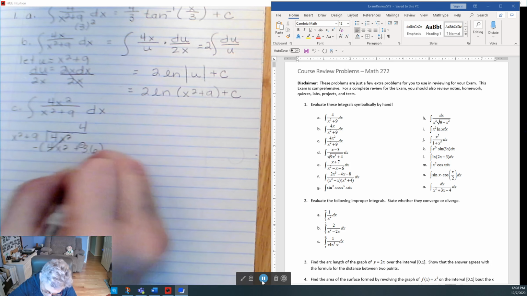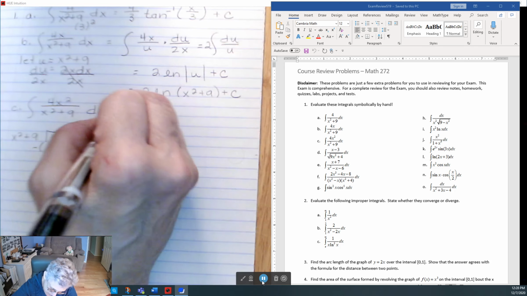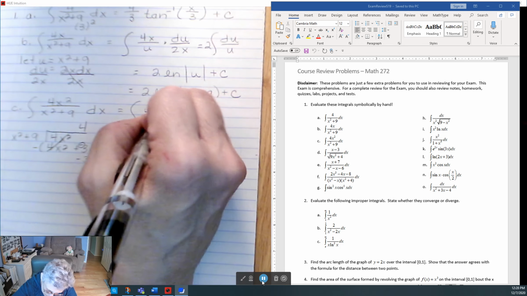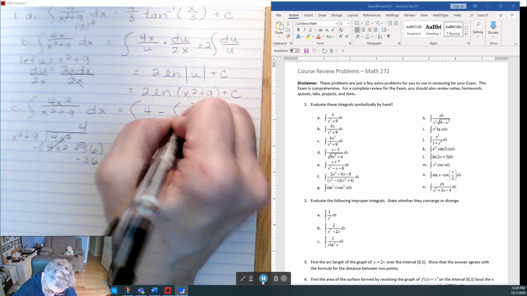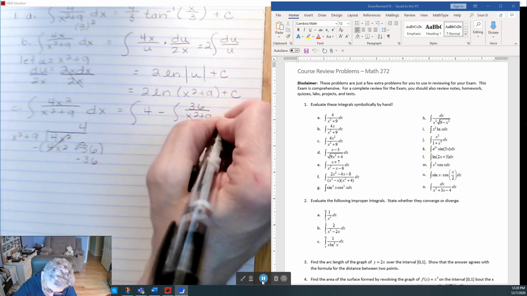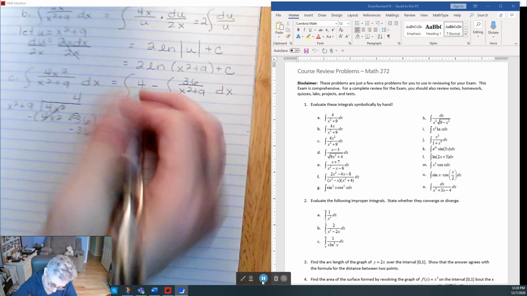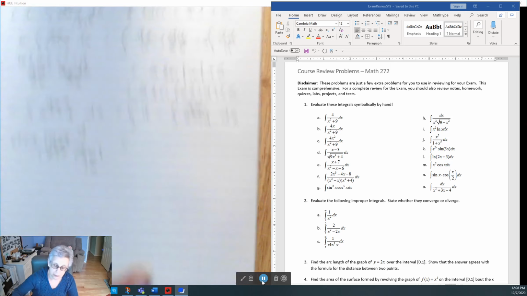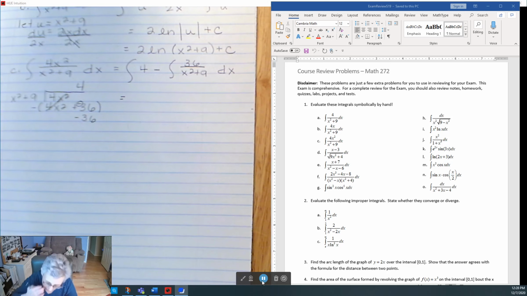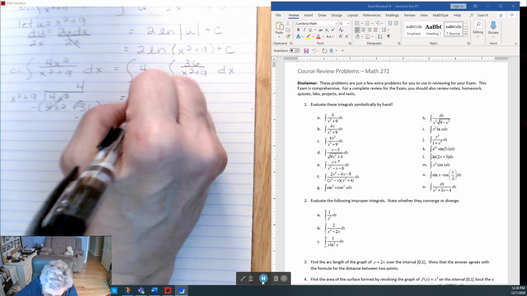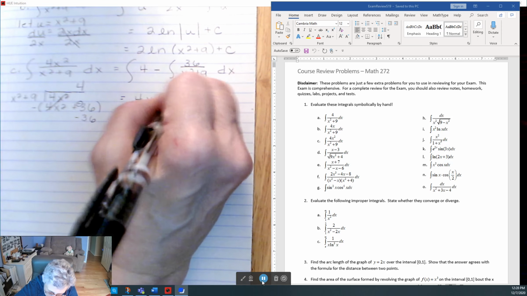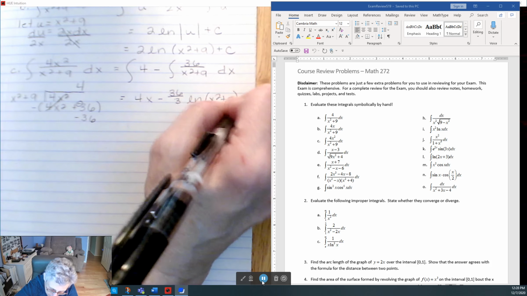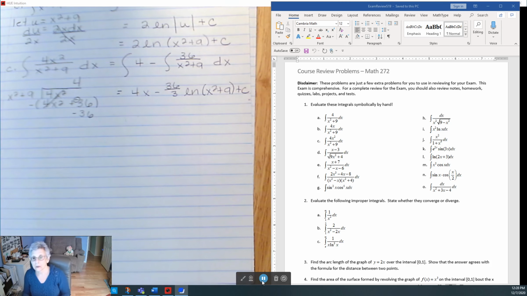That goes away, that becomes a minus. So this is equal to the integral of 4 minus the integral of 36 over x squared plus 9. We did the integral of 4 over x squared plus 9. 36 over x squared plus 9 is almost exactly the same. So this is 4x minus 36 over 3 times the inverse tangent of x over 3 plus a constant. Okay.